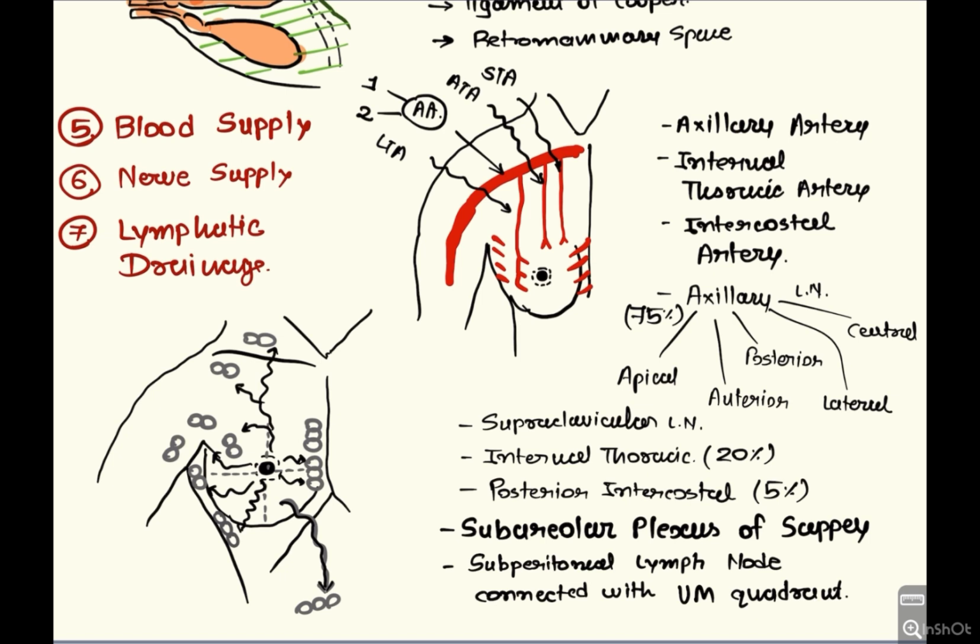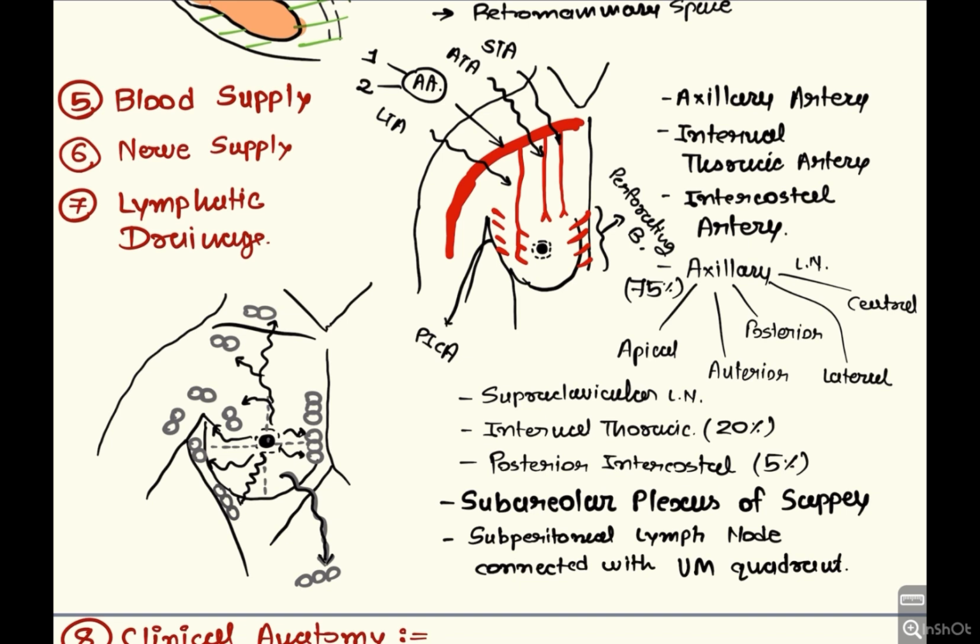There are a total of three branches of the axillary artery: the superior thoracic artery, acromiothoracic artery, and lateral thoracic artery. Then we have the intercostal artery. These are the perforating branches of the internal thoracic artery, which also supply the breast. And we have the posterior intercostal artery, which also supplies the breast. So this was about the blood supply of the breast.